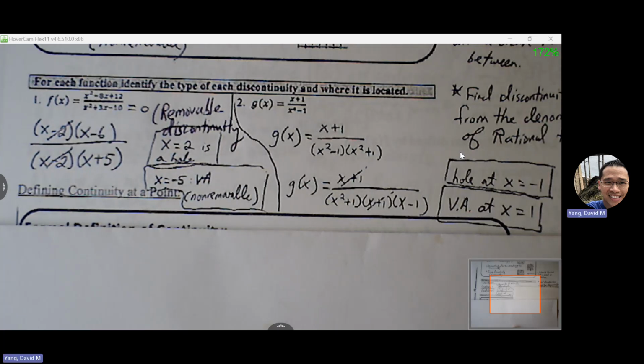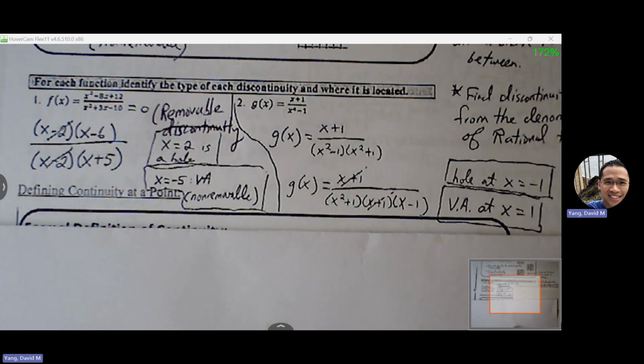So the denominator can factor: x to the 4th minus 1. That's the difference of squares. I can break that x to the 4th minus 1 into x squared minus 1 and x squared plus 1. X squared plus 1, we can't factor that anymore. We could, but then we have to involve imaginary numbers, and we're not going to be working with imaginary units in this course.